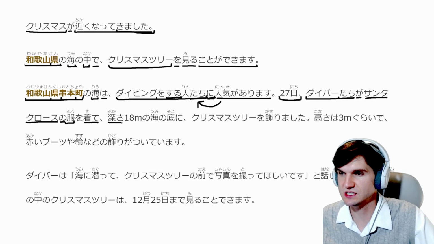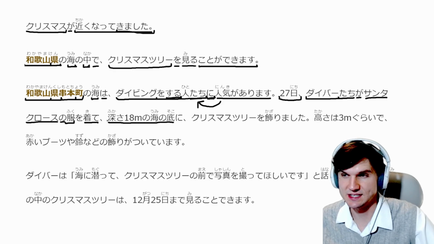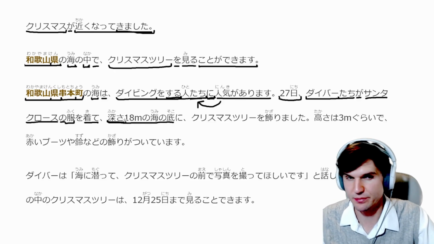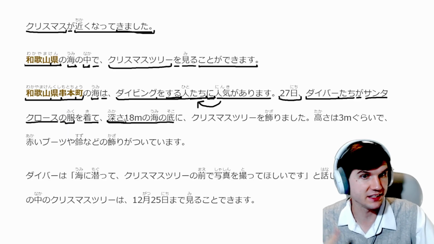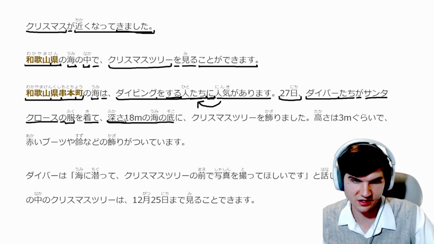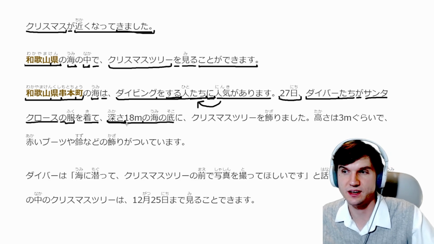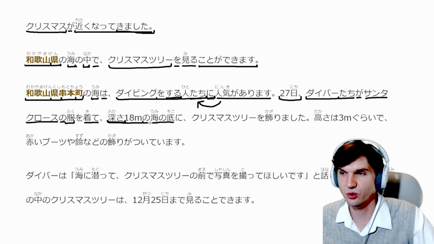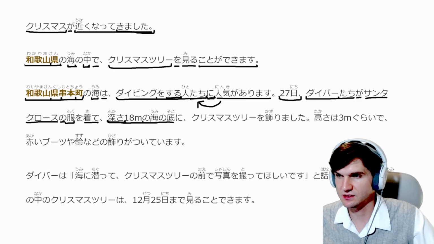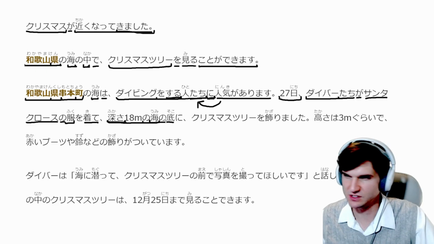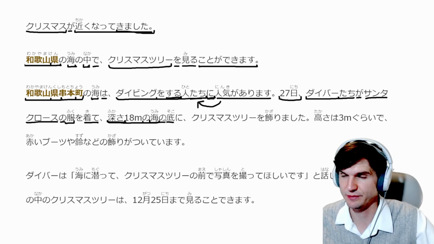深さ18メートルの海の底に. So 深さ is depth, and you can put a number or a counter right after something like depth. You want to say like "a depth of" and then give the exact number. In Japanese, you don't need anything. You can just put it right after. So 深さ18メートル, a depth of 18 meters, の海の底に. The 海 once again is ocean and 底 is the bottom. So the ocean floor is what they're talking about here.